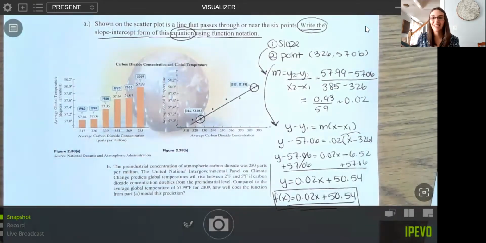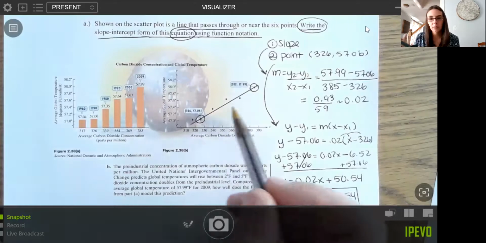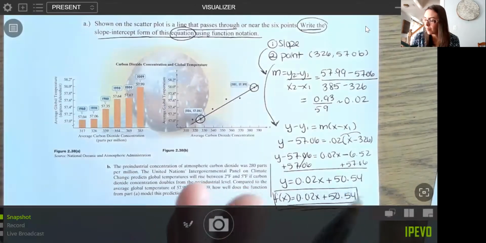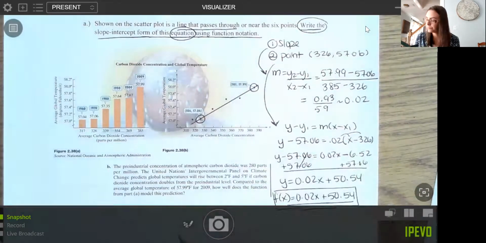I will say in the real world, when you have lots and lots of points, let's say 100 points or 1,000 points, it's much more complicated to write that regression line. So usually we use technology, but with just a few points, we can write it a little bit easier, again, by using the 2 points that are given.